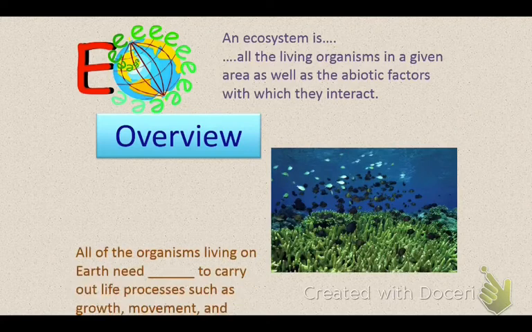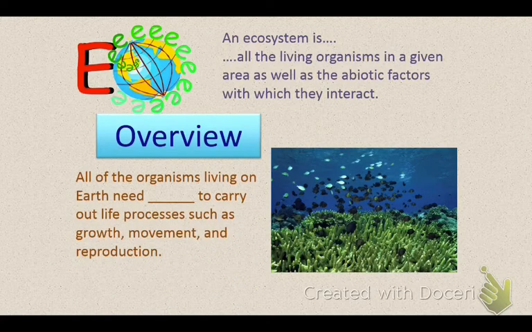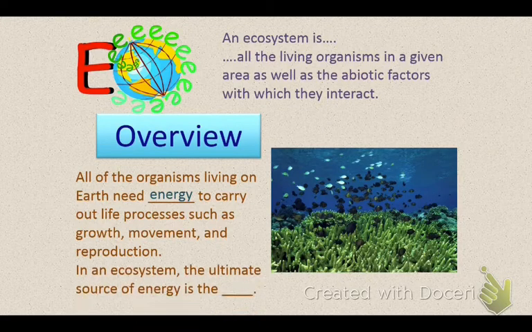So, as a quick overview, all of the organisms living on Earth need energy to carry out life processes such as growth, movement, and reproduction, right? Without energy, we can't do anything. And where does all the energy in the entire planet come from? Sun. Yes, the sun. In an ecosystem, the ultimate source of energy is the? Sun. Yay. Sun.